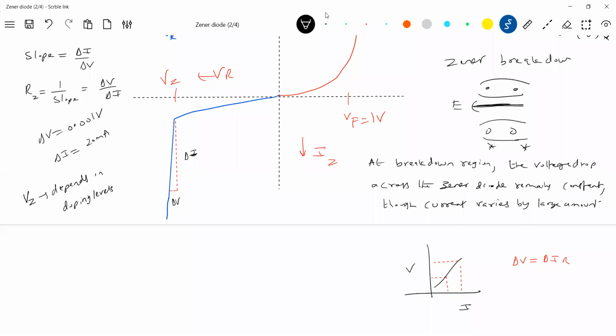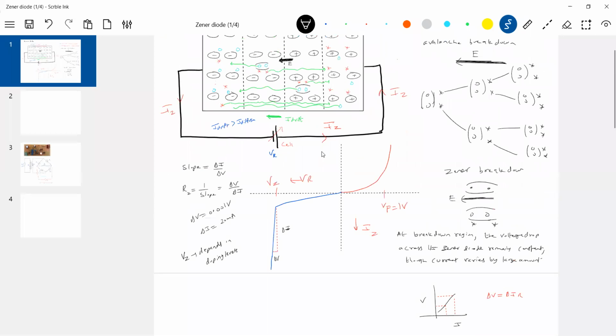Large amount means of the order of milliamperes. Current changes by a large amount. Though current increases, it will maintain the voltage constant. This is what I'm going to use for the voltage regulator. What all we discussed, I'll put everything. Okay, this is what the discussion is.